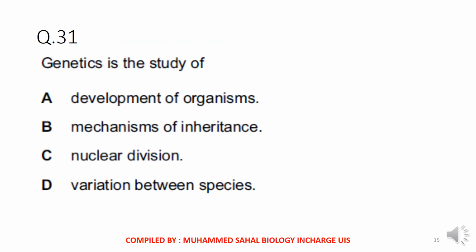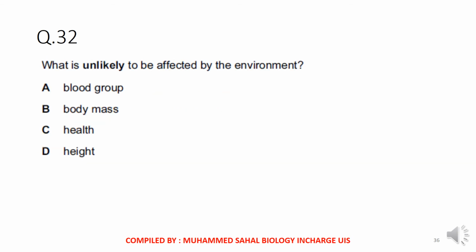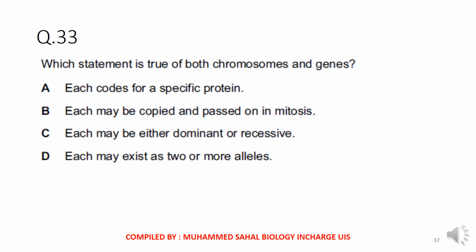Question number 31. Genetics is the study of B. The answer is B. Mechanisms of inheritance. 32. What is unlikely to be affected by the environment? The answer is A. Question number 33. Which statement is true of both chromosomes and genes?